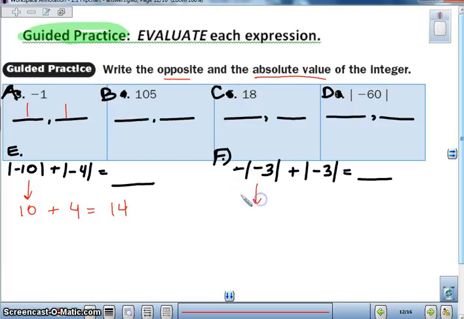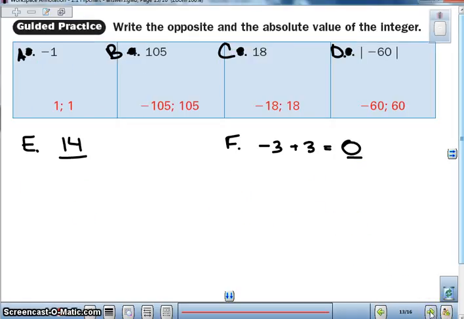Again, if you need to pause this and rewind and look at some of the other ones, do that. What is this negative out in front telling us in letter F? It's saying the opposite of absolute value of -3. Well, the absolute value of -3 is 3. The opposite of that is -3. So negative 3 plus the absolute value of negative 3, which is 3. Negative 3 plus 3, 0. Again, we'll check those other guided practice tomorrow in class.